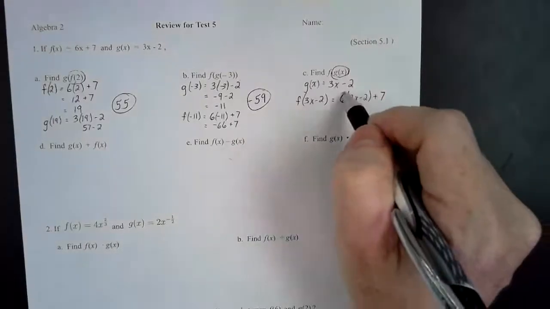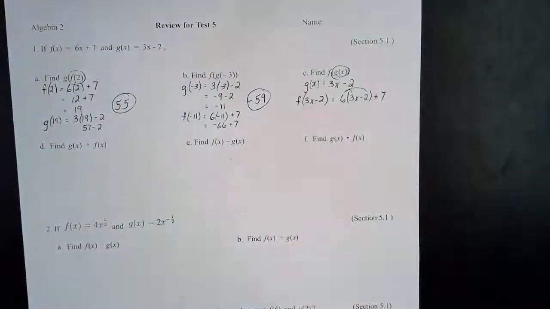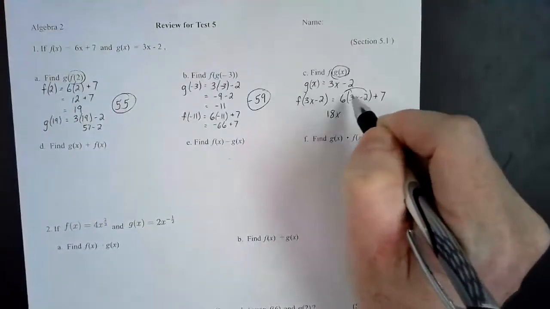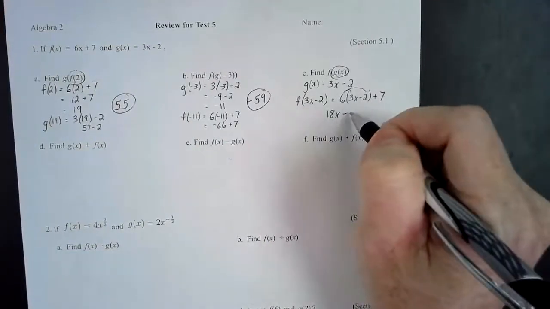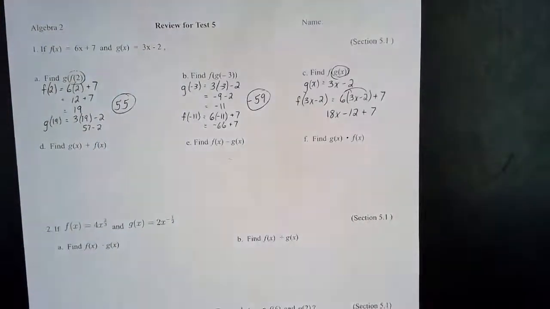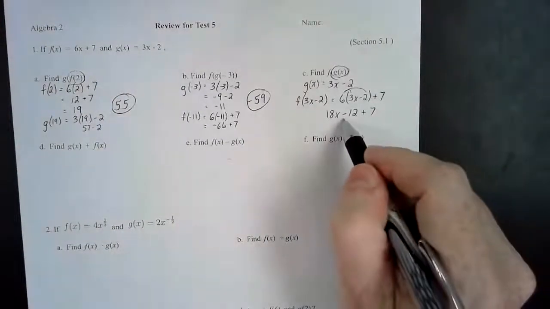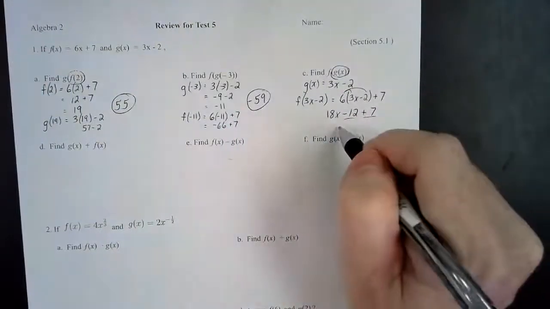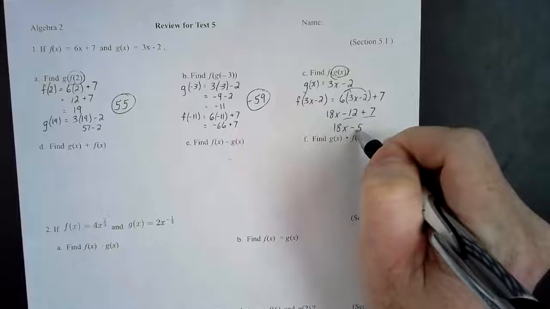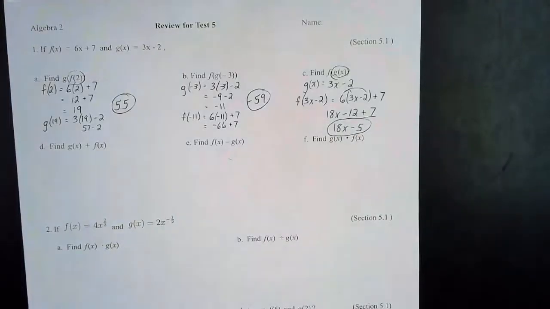And you have to distribute because there's parentheses. 6 times 3x, 18x. 6 times negative 2, negative 12. And then you have that plus 7 out there. And these two can be combined. So you get 18x minus 5 as your final solution.